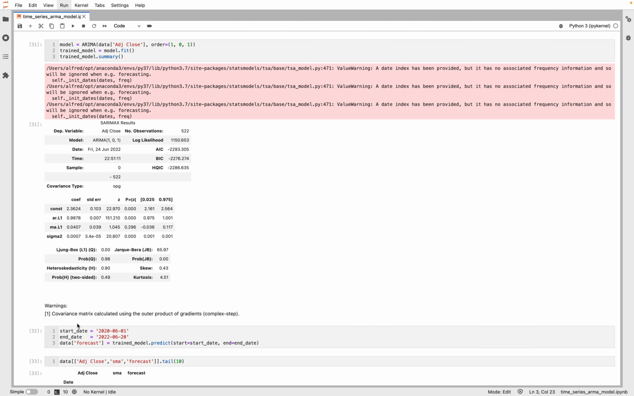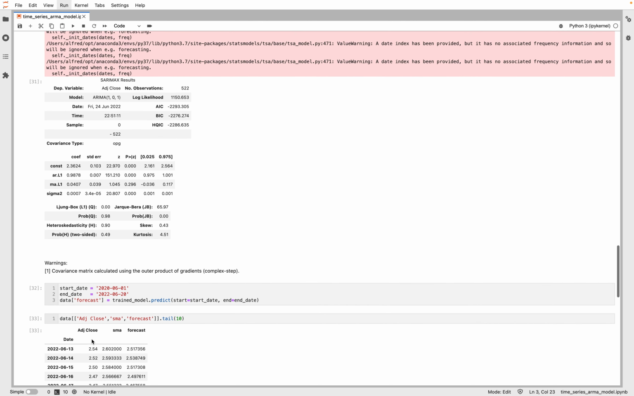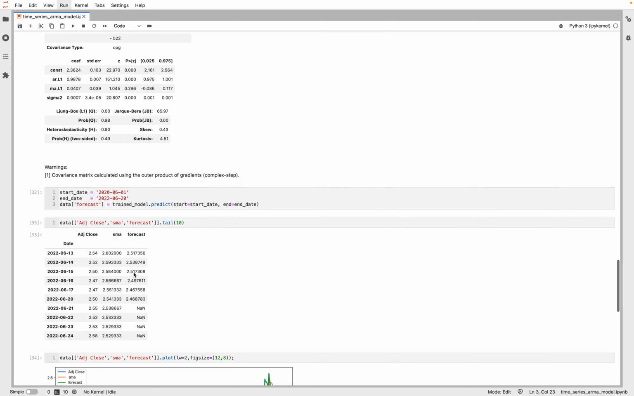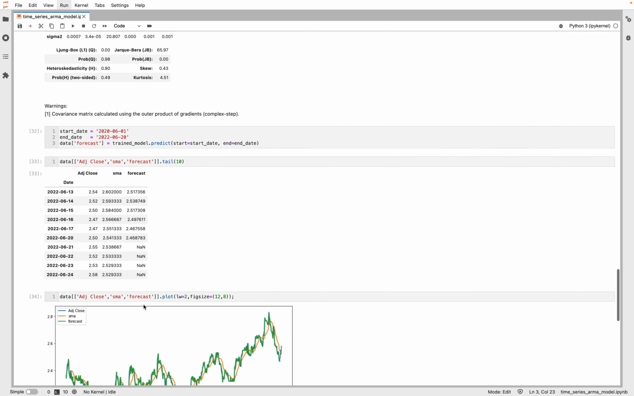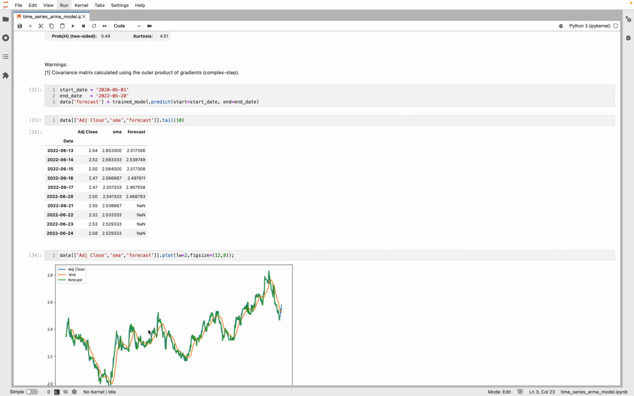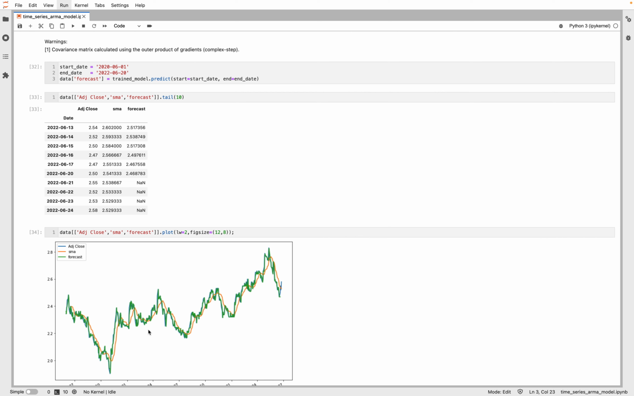Next, we will use the trained model to do the forecasting. So we use this predict function and put in the start date and end date to forecast the data, and we overlay all the data together. We observe that the forecast data fits extremely well to the raw data despite the fact that there are only 2 parameters.